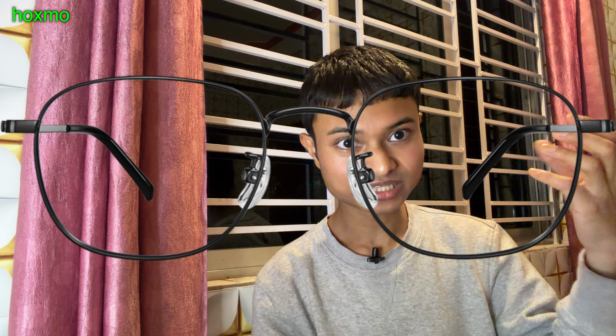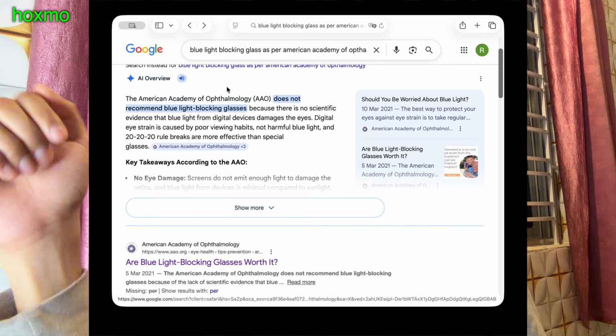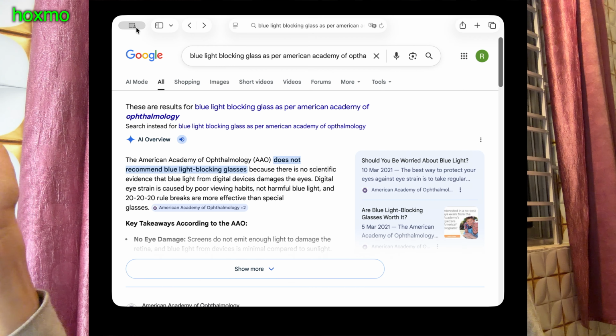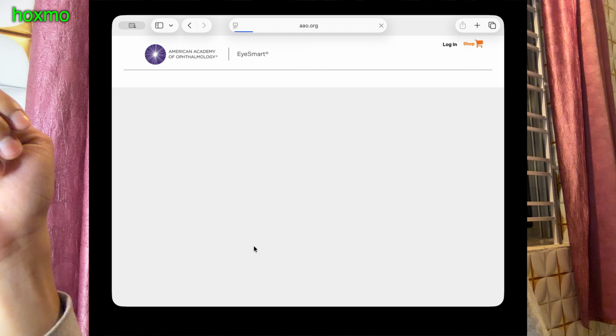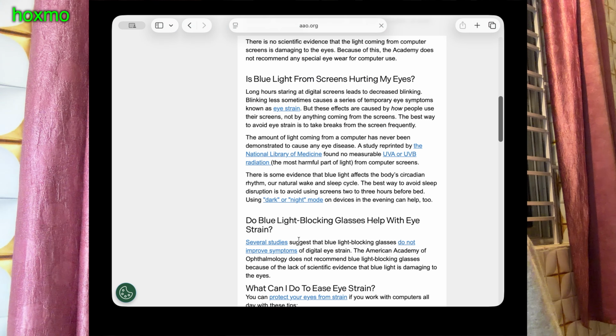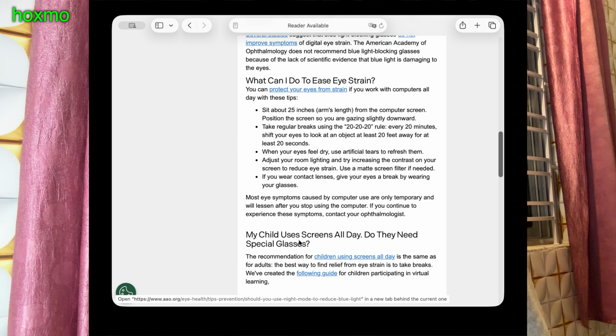Right. Another important point I want to mention is about blue light blocking filters or blue light blocking glasses. Some marketing is going on in some retail stores or glass stores. They are selling blue light blocking glasses. But actually, this is not so helpful. As per the website of the American Academy of Ophthalmology, it has been found that blue light blocking glasses are not very effective. So instead of spending money on blue light blocking glasses, you can follow these simple guidelines I have mentioned.